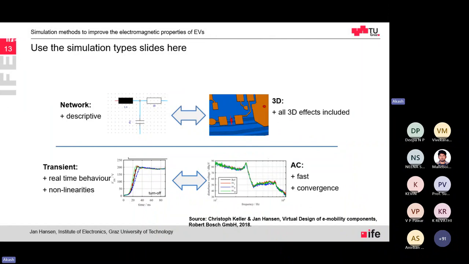Secondly, you can do your simulations either in the frequency domain, which is usually very fast and very convenient. Sometimes you have to do it in the time domain to really see the switching on and switching off of your transistors. This is better if you can do it. Sometimes you cannot, then you have to do that.